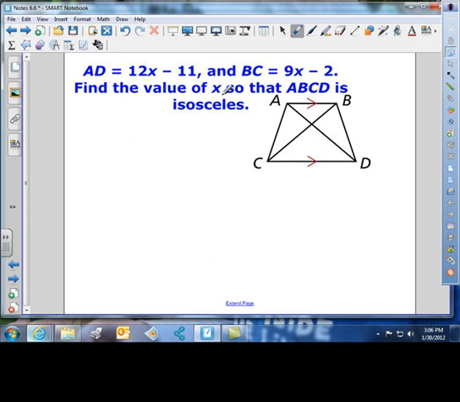Here, again, we're to find the value of x so that ABCD is isosceles. So we know that AD is 12x minus 11. BC is 9x minus 2. What do you think we'd do here? Very good. Set them equal to each other. So you've got 12x minus 11 equals 9x minus 2. I'm going to subtract that 9x from both sides. I'm going to add the 11 to both sides to get 3x equals 9, and x is 3.